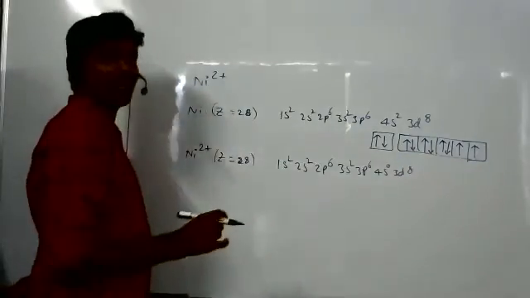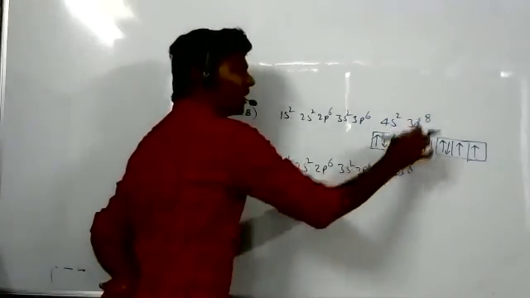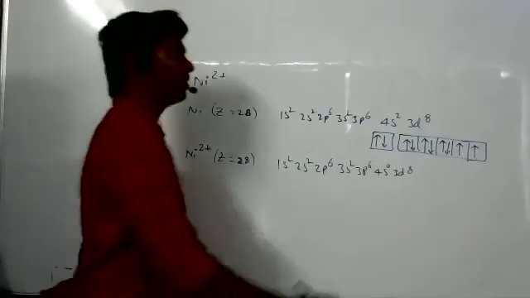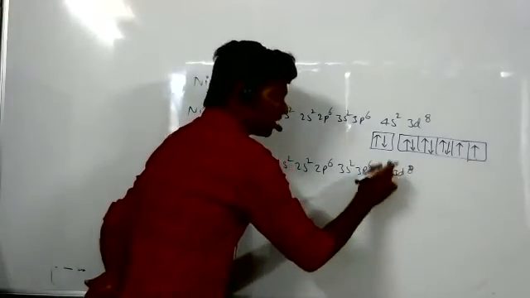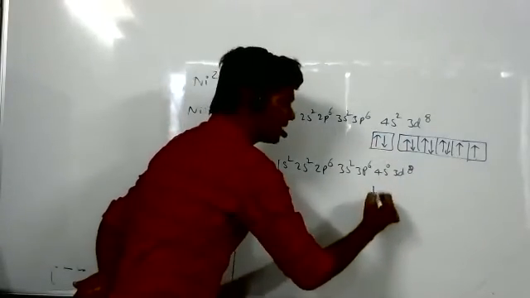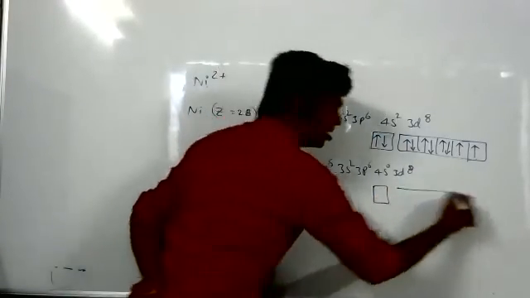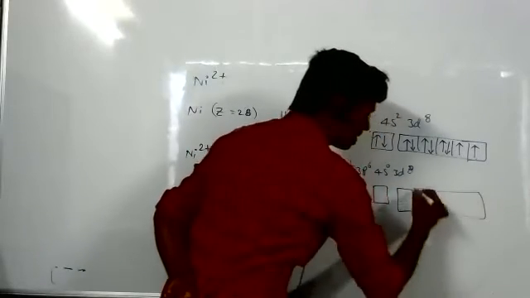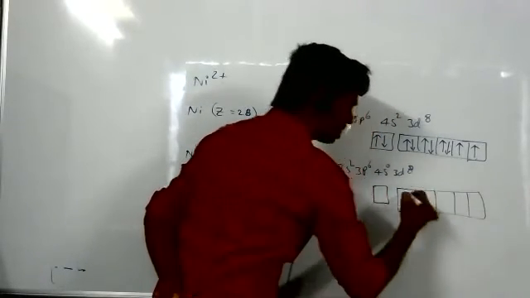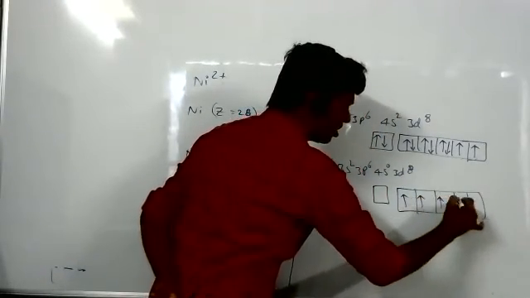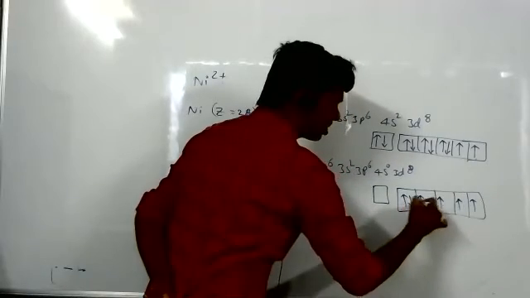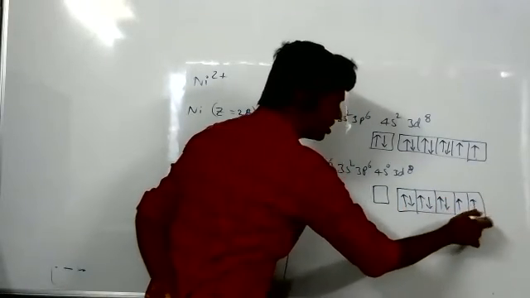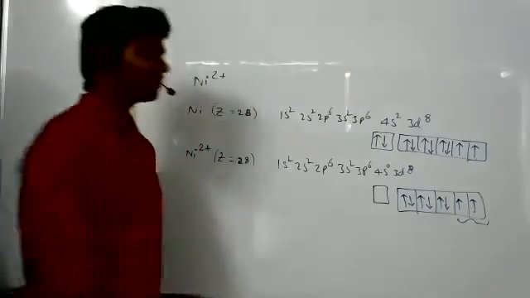Here we are removing electrons first from the 4s orbital. Don't remove electrons from 3d. That is a high energetic orbital. First lose from 4s orbital only. So here 4s0, no electron, but 3d still has 8 electrons. Now you know the number of unpaired electrons. Only these two are unpaired electrons.